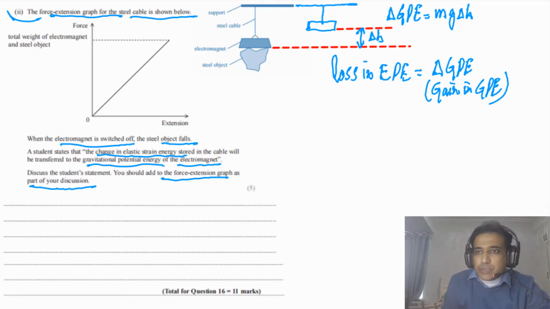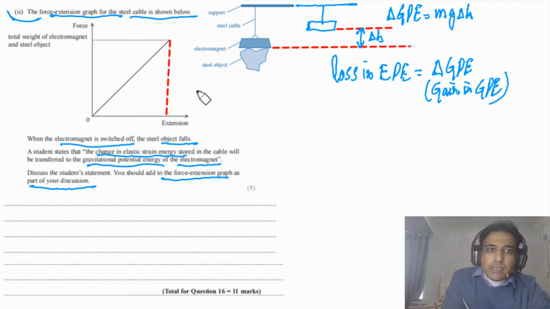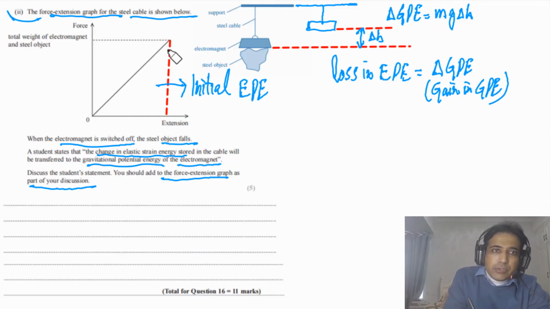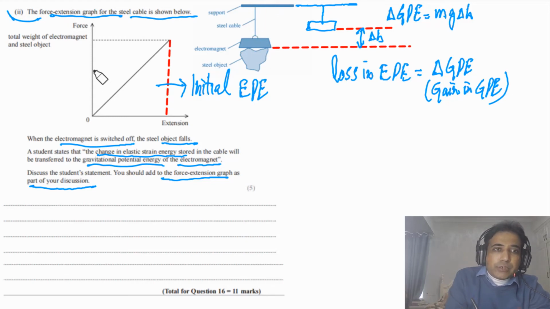So first of all, we can draw the line here. What is the area under this line representing? We can say this area is representing elastic potential energy, and this is the initial elastic potential energy, initial EPE. This whole area is representing initial EPE. Now it is given to us that the steel object falls. When the steel object falls, then only the weight of the electromagnet is acting downwards, so that is equal to the tension in the string. So we can take any point here.